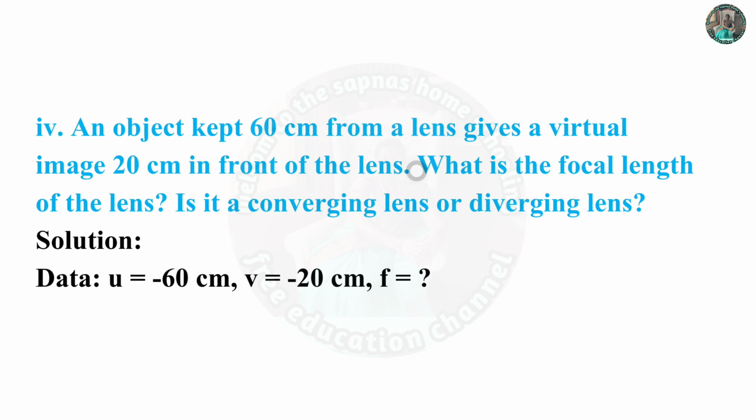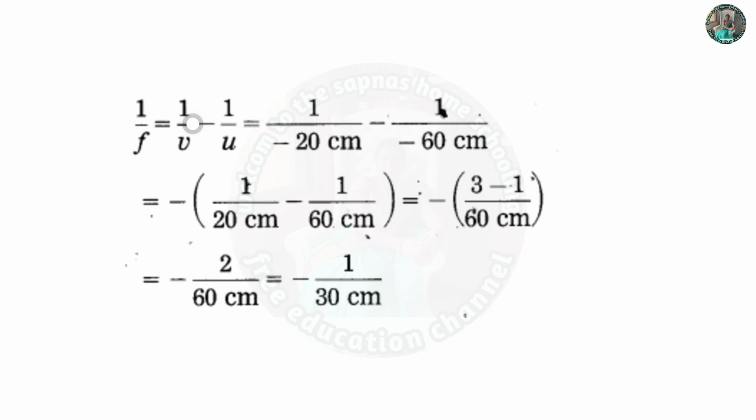Fourth, an object kept 60 centimeter from a lens gives a virtual image 20 centimeter in front of the lens. What is the focal length of the lens? Is it a converging lens or a diverging lens? Solution. Data. u is equal to minus 60 centimeter, v is equal to minus 20 centimeter, f is equal to what? 1 upon f is equal to 1 upon v minus 1 upon u, म्हणजेच 1 upon minus 20 centimeter minus 1 upon minus 60 centimeter.